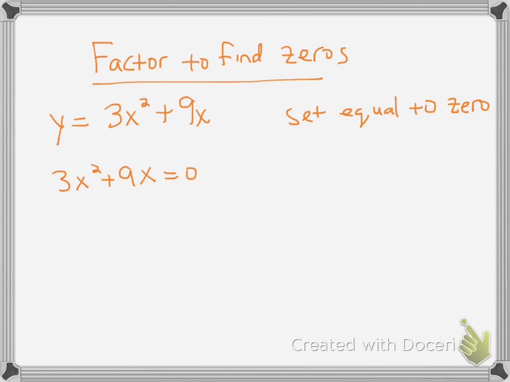Alright, so this is going to be one way that we can find our zeros, and that is by factoring. So I'm going to first set our equation equal to 0. My equation is y equals 3x squared plus 9x. Set it equal to 0 because that's what we're trying to find. A zero is any kind of input value, any kind of x value, that's going to give you a result of 0. So that's the first thing I'll do.